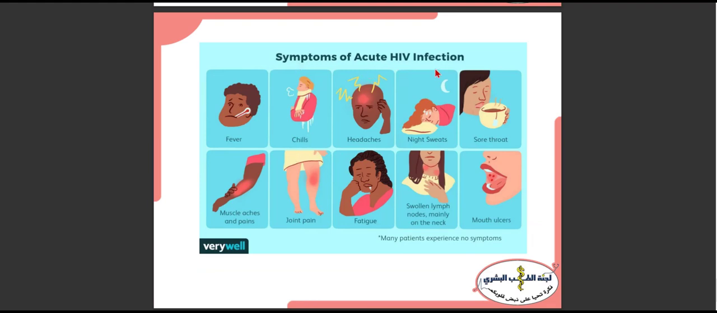الـ symptoms of acute HIV infection، بيكون في عنا fever، chills، ممكن headaches، night sweats، sore throat، muscle aches and pains. This is important. Joint pain بتكون موجودة، fatigue. But all of these are general except for this one and this one which is swollen lymph nodes mainly in the neck as you can see and the mouth ulcers. Some patients may experience no symptoms at all. These are the symptoms of acute HIV infection.